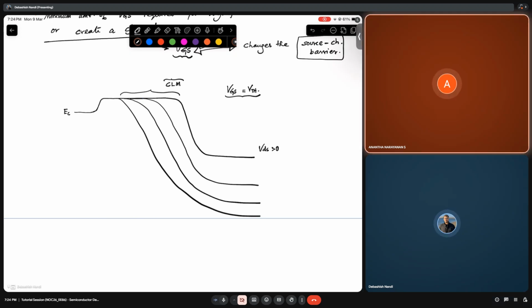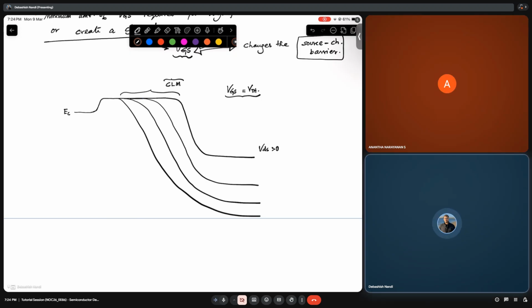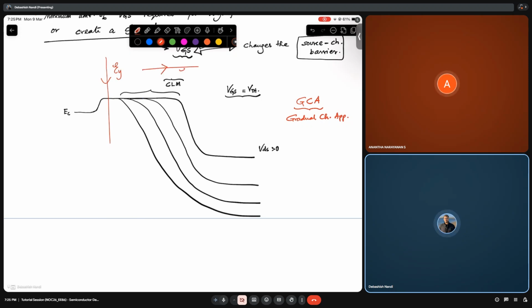Sir, can't we also say the channel length modulation is due to the channel becoming much more reverse biased? Or at least the N plus region is becoming more reverse biased with respect to the substrate. Yeah, that will also be the case. See, so far in MOSFET analysis, we use this approximation, the gradual channel approximation. What is that? We assume that the electric field in this region, EY, is much stronger than EX.